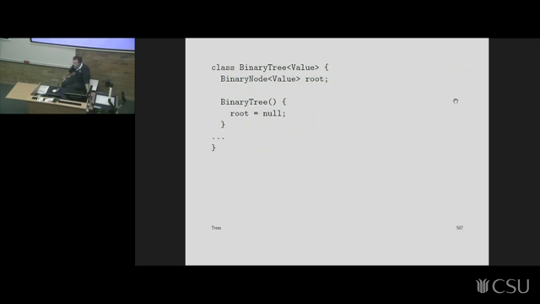Encapsulation, isn't it? Do you use that word? I'm using it properly.